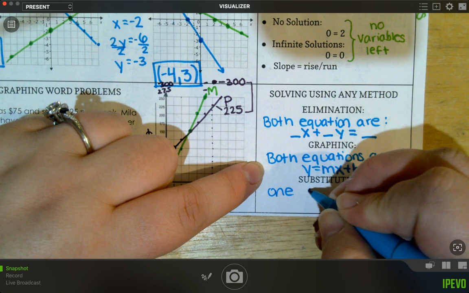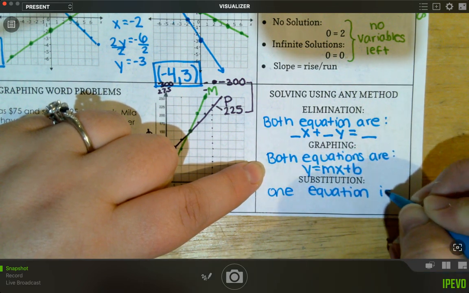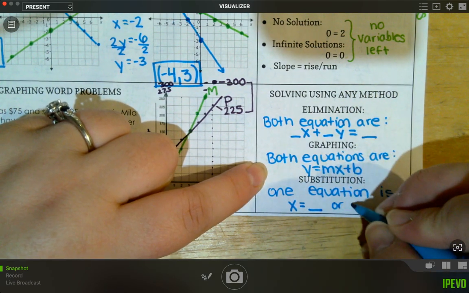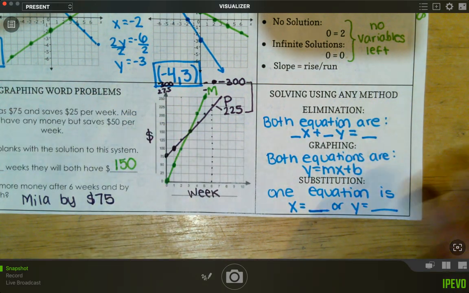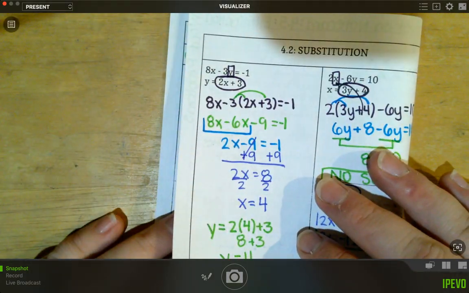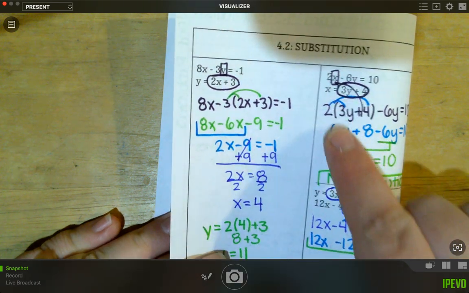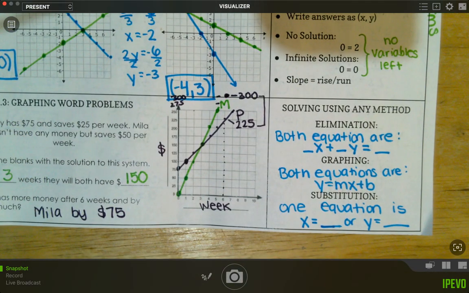And for substitution, this is when one equation is either x equals or y equals. So when we look back at our substitution examples this way, see how this one was y equals, this one was x equals, this one was y equals. That's how you know when to use substitution. So those are the 3 things to look out for on the section where I tell you that you can use any method you want.